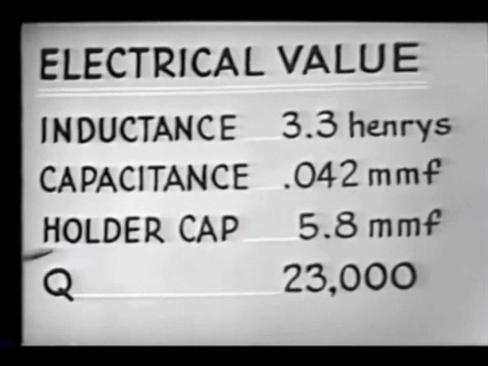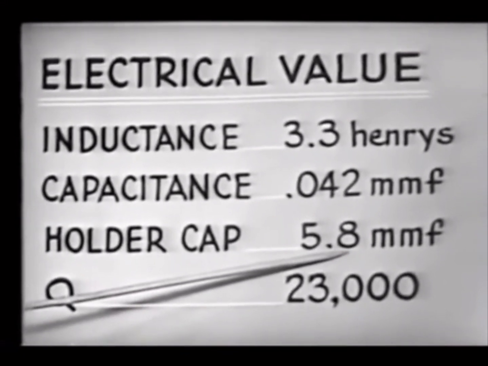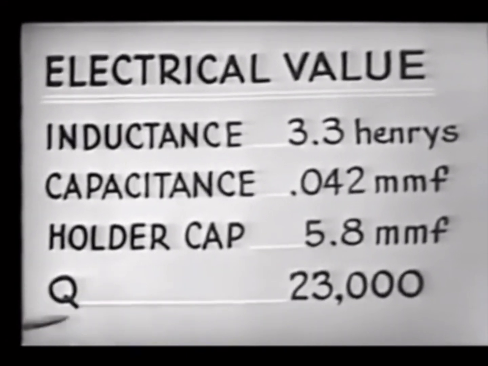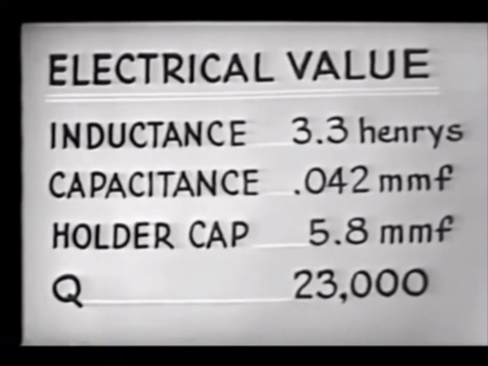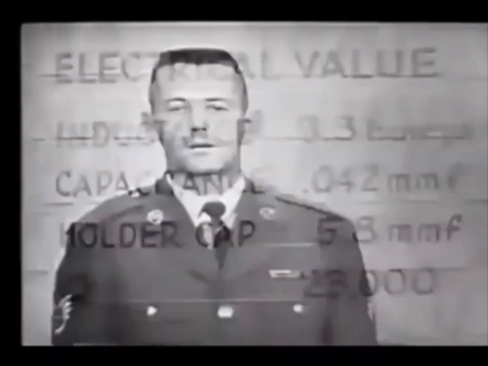The capacitance of the crystal holder would be about 5.8 microfarads. And this crystal would have a Q of around 23,000. Now let's remember, these values were for a crystal cut for a fundamental frequency of 430 kilocycles, and will not hold true for all crystals, but it does give us an idea of relative values.